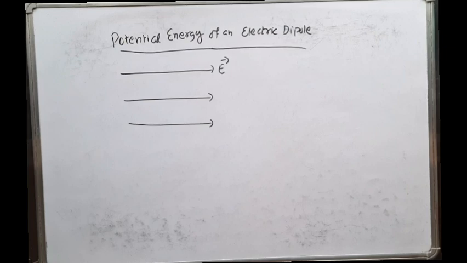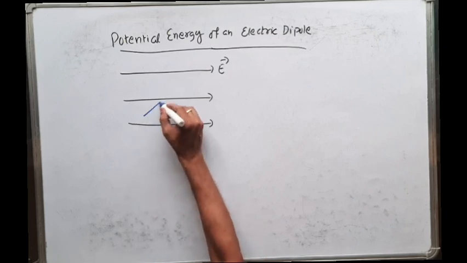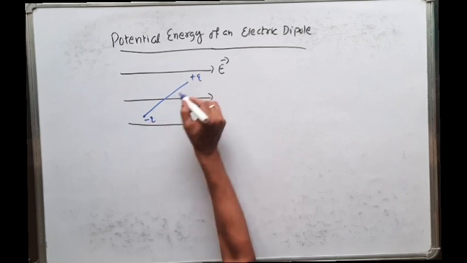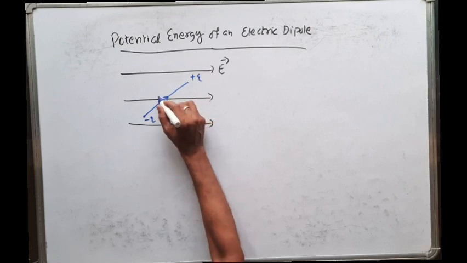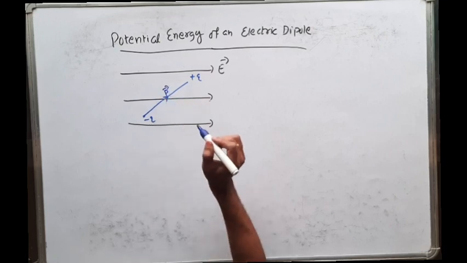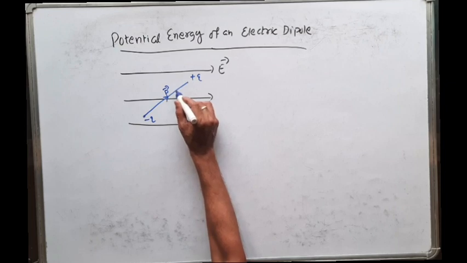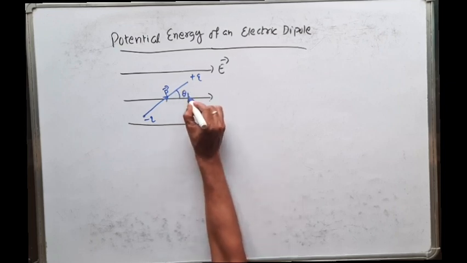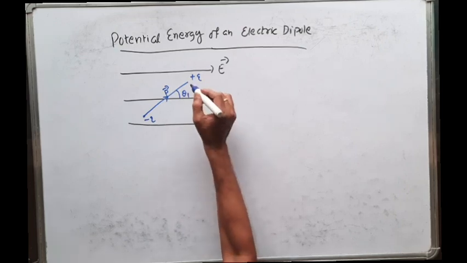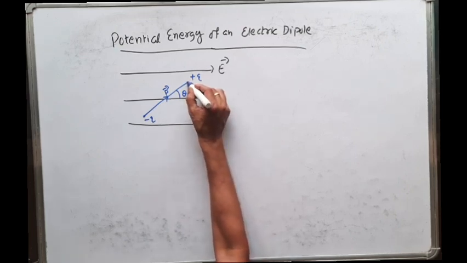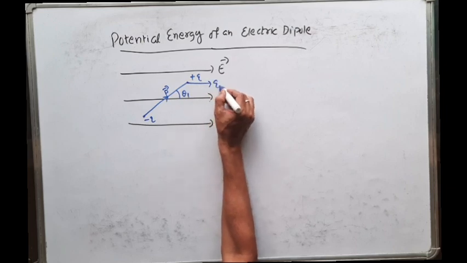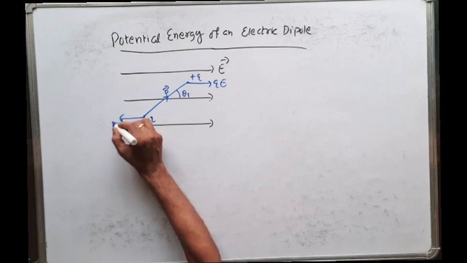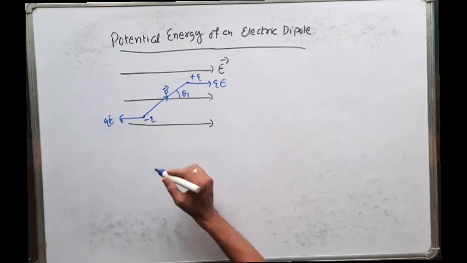So now I will take a dipole. This is minus q, this is plus q. This is the direction of the dipole moment p vector. And initially the angle between dipole moment vector and electric field vector is say theta 1. So here the plus q will experience a force of qE along the direction of E, and here minus q will experience a force of qE opposite to that of E.